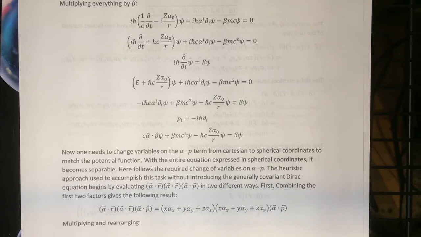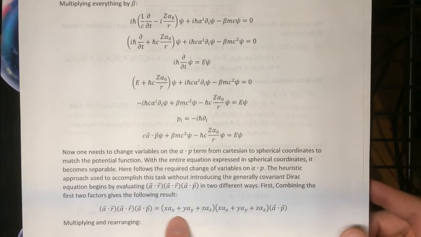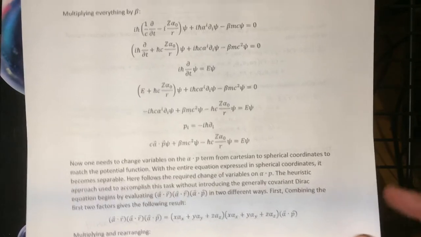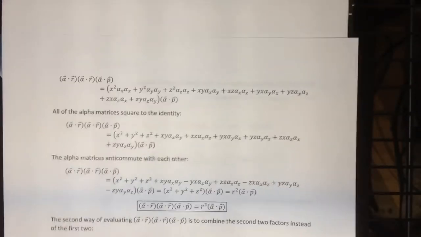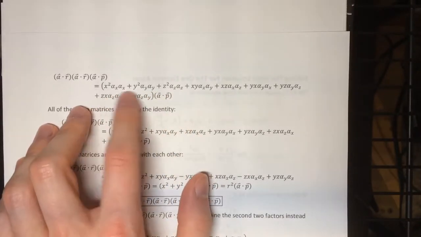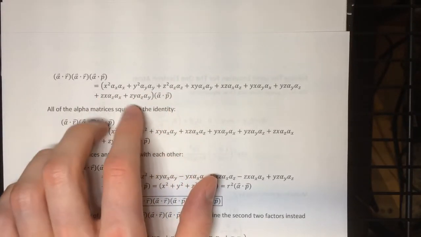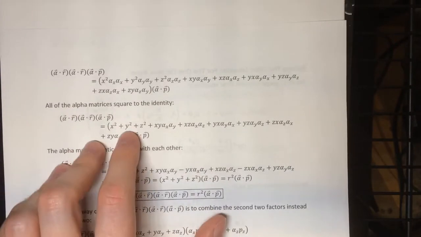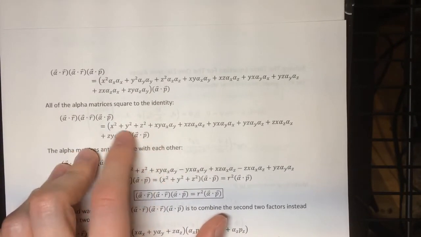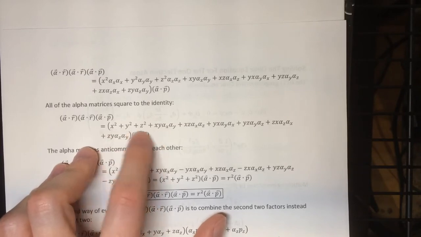The first way we want to evaluate this quantity is by combining these first two terms. If we write them out explicitly in Cartesian coordinates, where it's really obvious how to do that, then we get this. If I then multiply that through, we get this, and I've also rearranged the terms and brought some terms out front here. Now alpha matrices square to the identity, so then we get this. And then this just ends up equaling r squared.